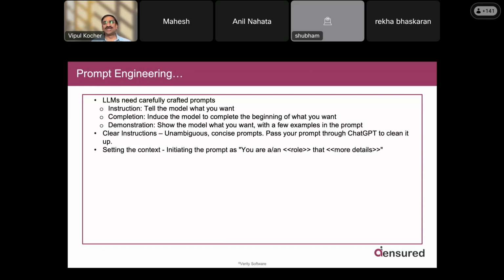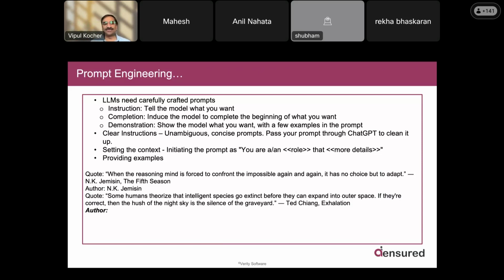Now, in addition to clear instruction, you should also set the context. For example, you are playing this particular role. You are an expert teacher of philosophy, or you are an expert mathematician, or you are a novice, or you are an entrepreneur wanting to impress a client or get funding. So basically, you're trying to describe a role and the activities that you do. That helps you set the context, and then you can provide the example. Take a look at this example. There is a quote by N.K. Jemisin, and the book name is The Fifth Season, and you say, okay, what is the author's name? The author's name is N.K. Jemisin. You give this as an example, and then when you give this kind of a quote and ask ChatGPT for the author, it completes what you had not completed. So this basically covers the instruction, completion, demonstration part.